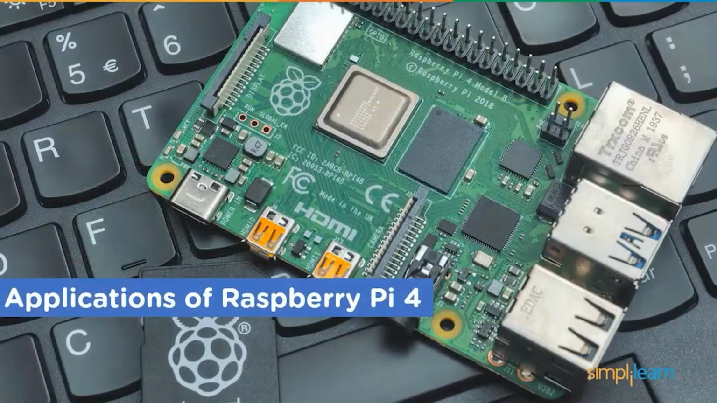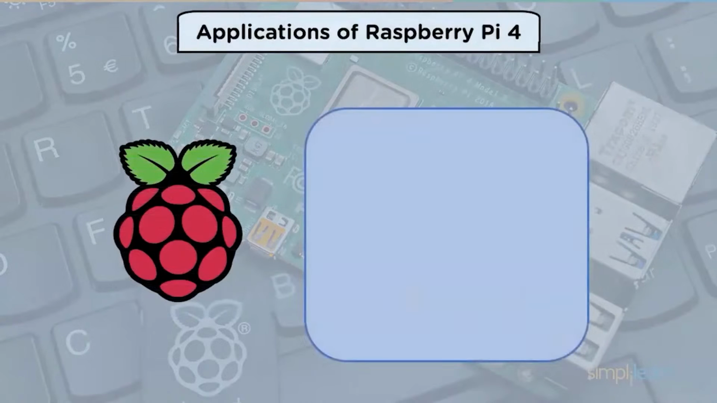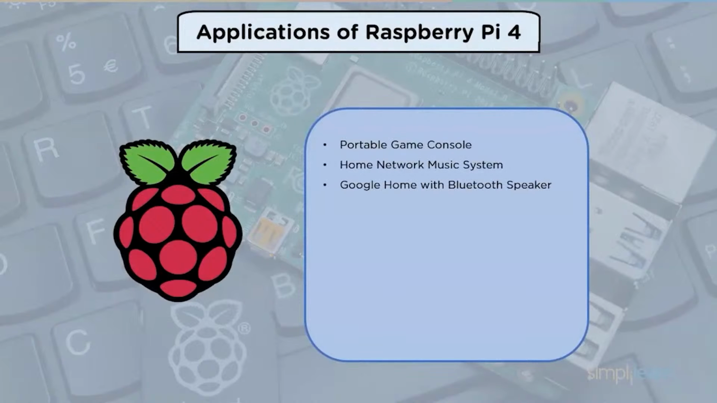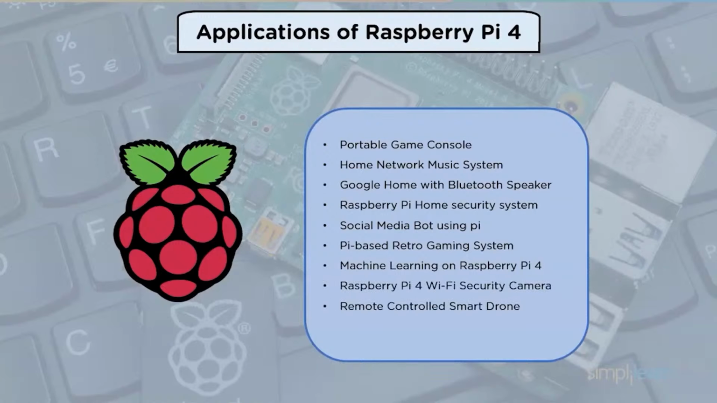Now let us look at some of the applications of Raspberry Pi 4. Raspberry Pi 4 is used for portable game console, home network music system, Google Home with Bluetooth speaker, Raspberry Pi home security system, social media bot using Raspberry Pi 4. Then we have Raspberry Pi based retro gaming system, machine learning on Raspberry Pi 4, Raspberry Pi 4 Wi-Fi security camera, remote controlled smart drone, portable pocket sized computer.